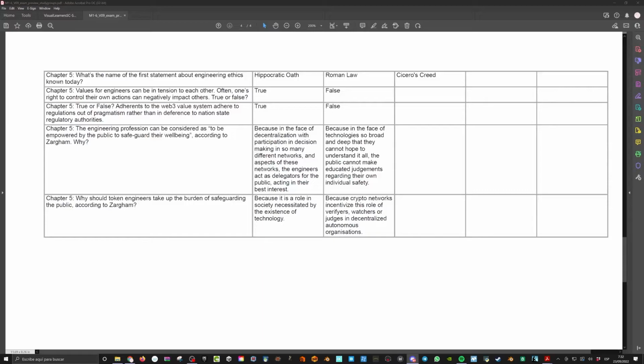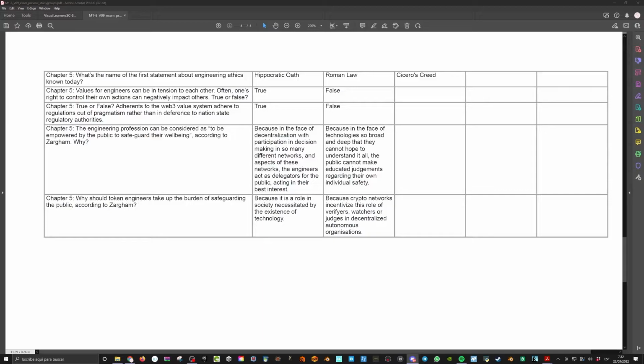Values for engineers can be in tension to each other. Often one's right to control their own actions can negatively impact others. True or false? Hibiscus cultivar? Okay. Can you take this? Okay. I'll say mine is 50% chance. Okay, perfect. I'll say it's true. Yeah, perfect.